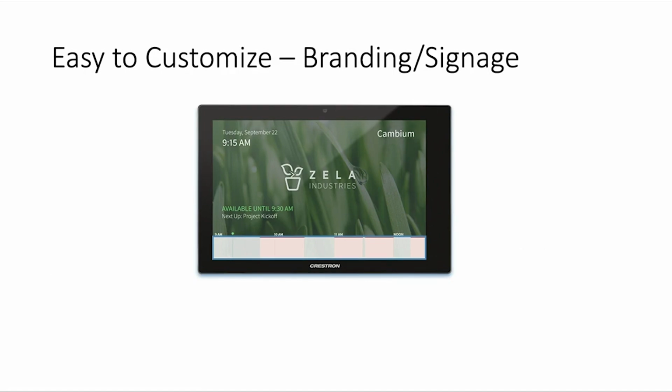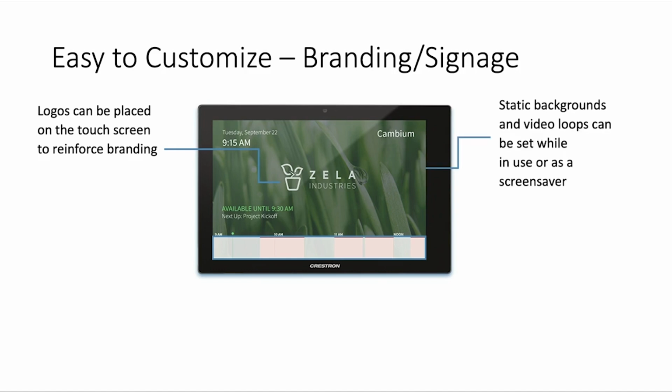It's also easy to customize with branding and signage options so that you can tailor that experience to your company or your clients if you're installing these as a VAR. Logos can be placed on the touchscreen to reinforce that branding. The static background can actually be set as a video loop while in use, or even as a screensaver. So you can, again, at a glance, see, hey, the red light's on, the room's booked. It's got some different employee information, corporate branding on the screen.